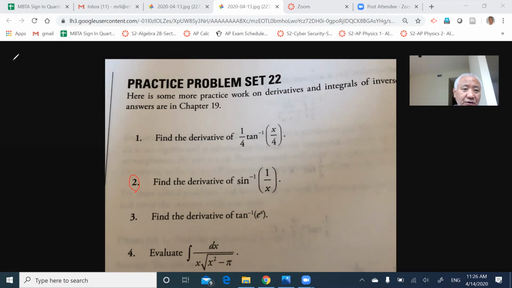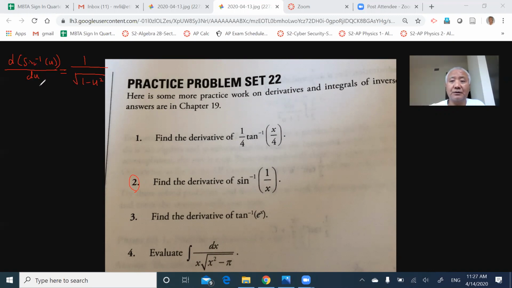So you have d, sine inverse function of u, du. This will be equal to 1 over square root of 1 minus u squared. That's the basic formula we're going to use. This is the inverse function derivative.